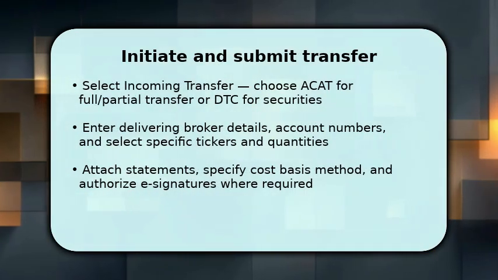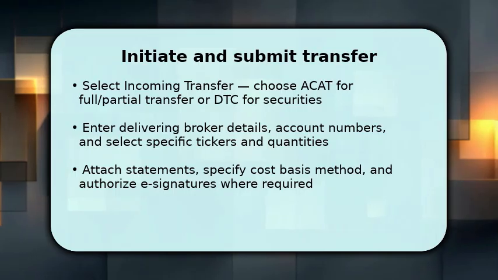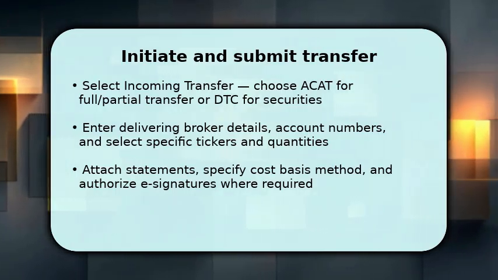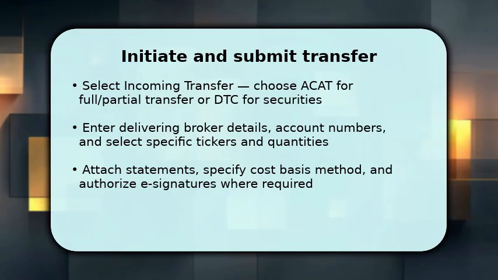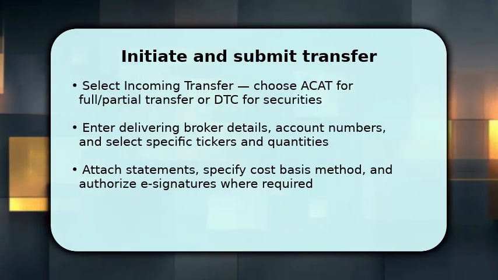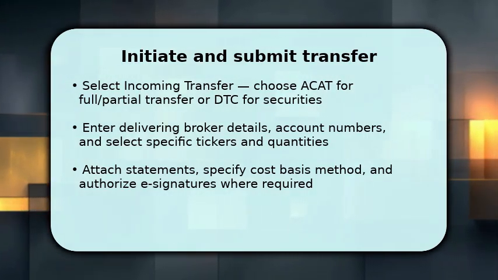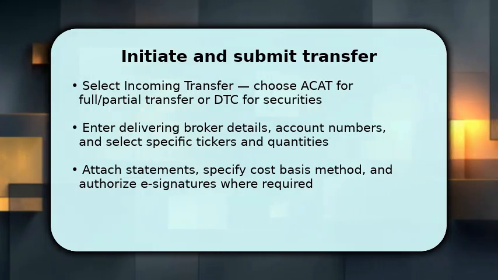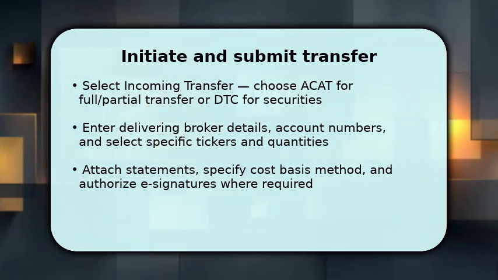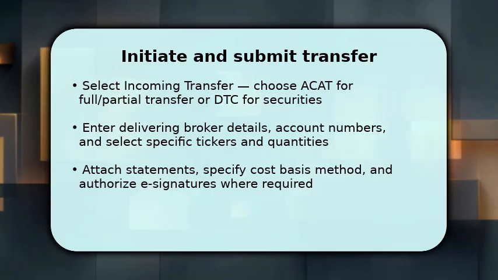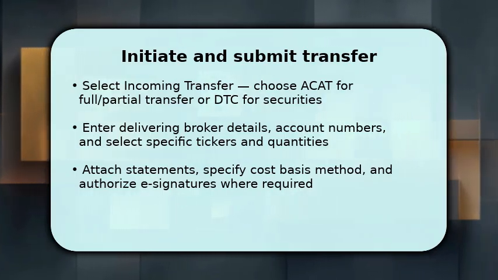Now initiate the incoming transfer in Client Portal. Pick ACAT for account-level transfers or DTC for specific securities. The correct route prevents rejections. Enter the delivering broker's name, account number, and precise holdings you want moved, ticker, share count, and whether you want full or partial transfer, because mismatches trigger delays.